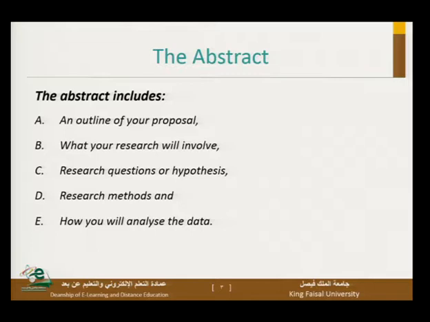So it's a summary of the research proposal. So it gives you an outline of the proposal. So we should know what is the idea that you are going to cover in this research, or you have covered in this proposal, and what your research will involve. What is it that you are going to investigate? What are the research questions and hypotheses that you are going to cover in this proposal, and you are going to investigate? What methods to include? For example, questionnaires, interviews, observations, surveys, experiments, whatever. So your abstract should tell us briefly what your research proposal is about. And the last thing is that you tell us about the analysis of the data.